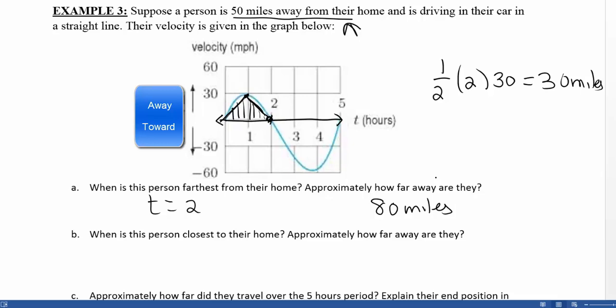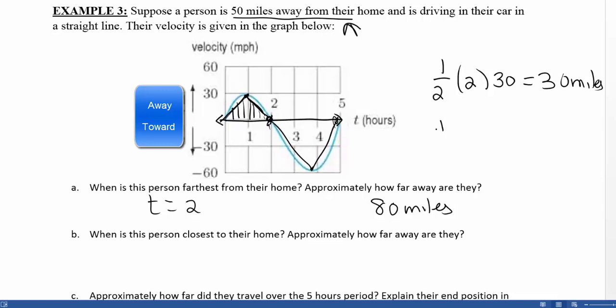Part B wants to know, when is this person closest to their home? And approximately how far away are they? So in order to figure out when we're going to be closest to our home, we also need to understand how much area there is below the x-axis, because at time equals 2, what's going to happen is the car is going to turn around and start driving back towards our home. So again, we can approximate this with a triangle.